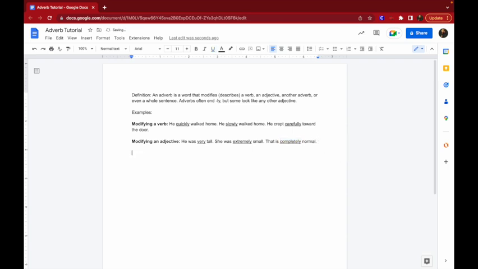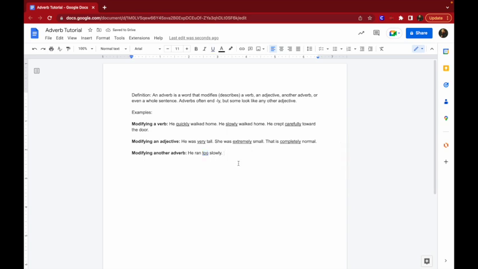Now, sometimes adverbs can modify other adverbs. Okay, let me give you some examples of what that looks like. He ran too slowly. In this case, the word slowly is an adverb describing ran, and then too is modifying or describing the slowly. How slowly did he run? He ran too slowly. Okay? So in this case, we have two adverbs, but we're looking at the one that's modifying the other adverb.